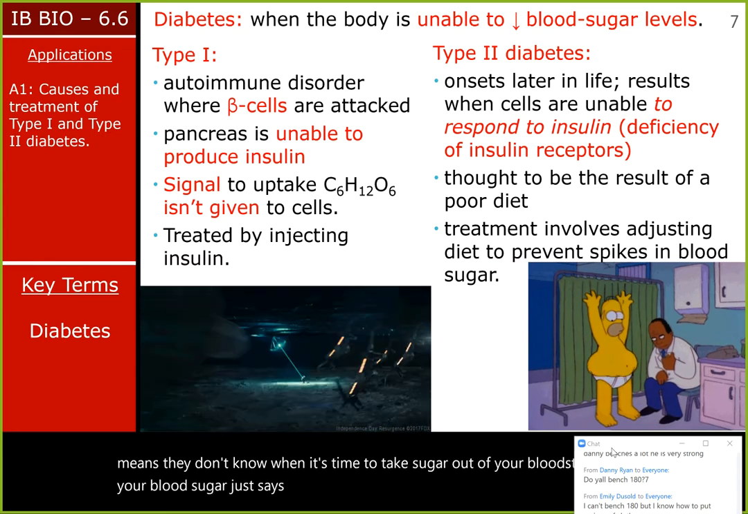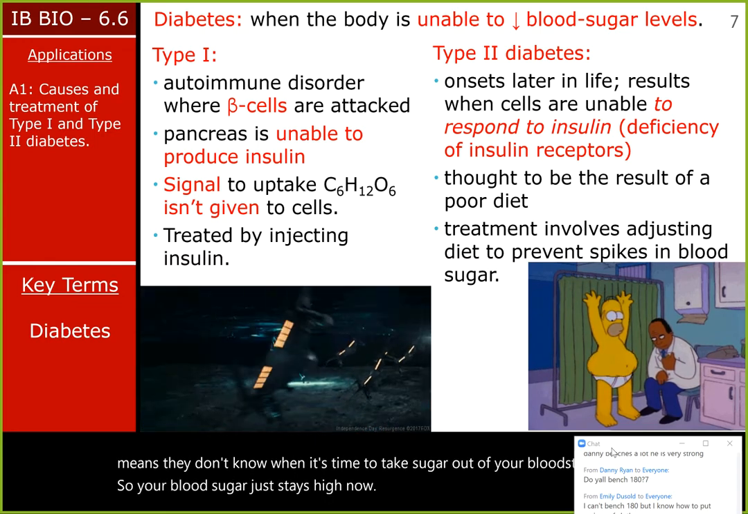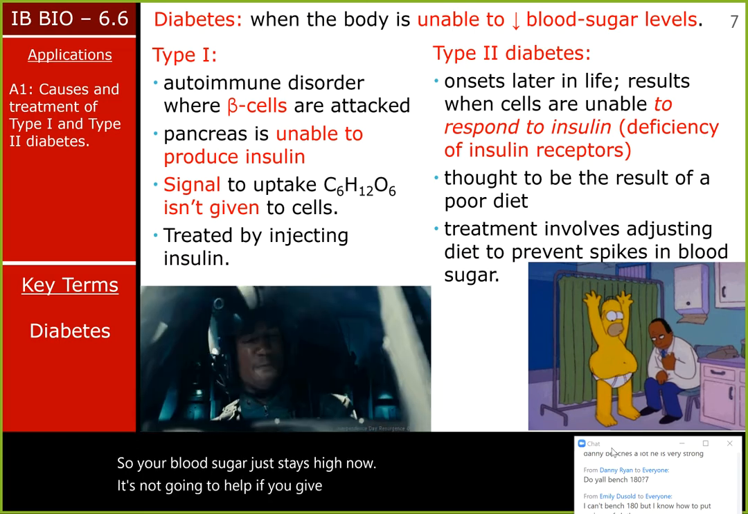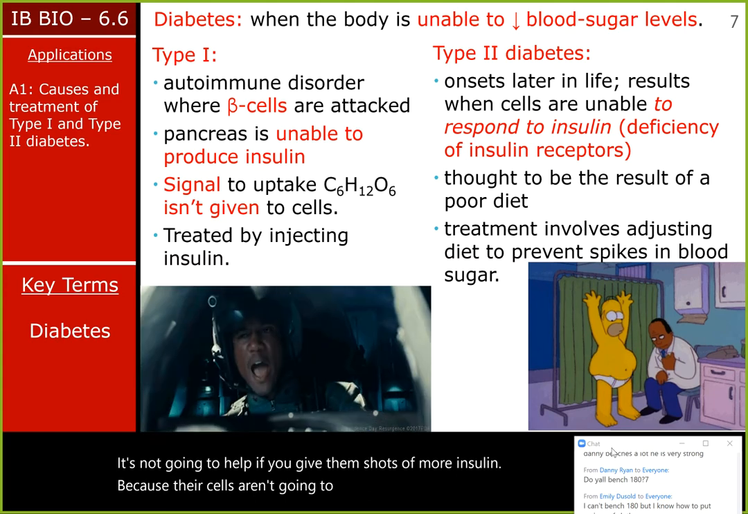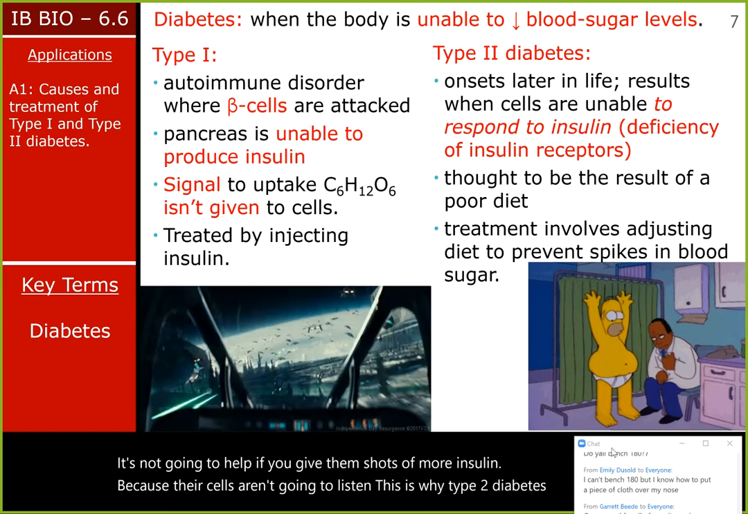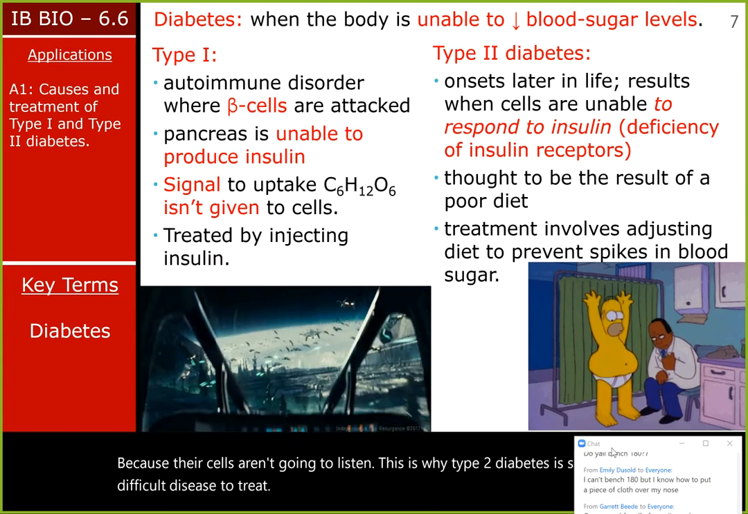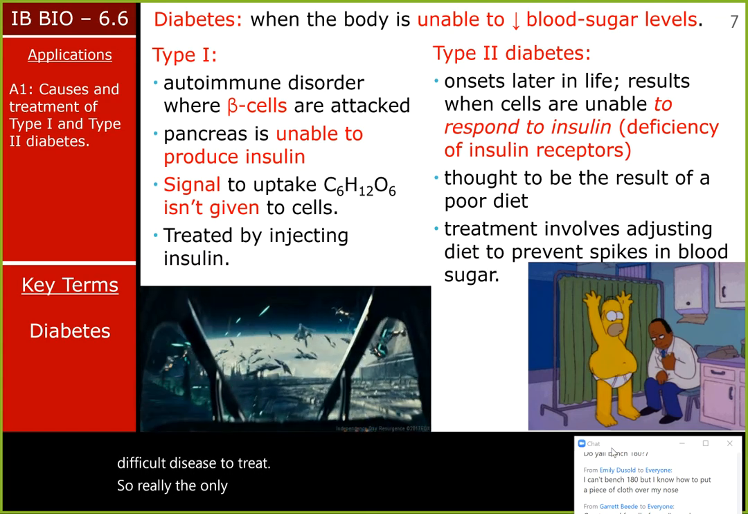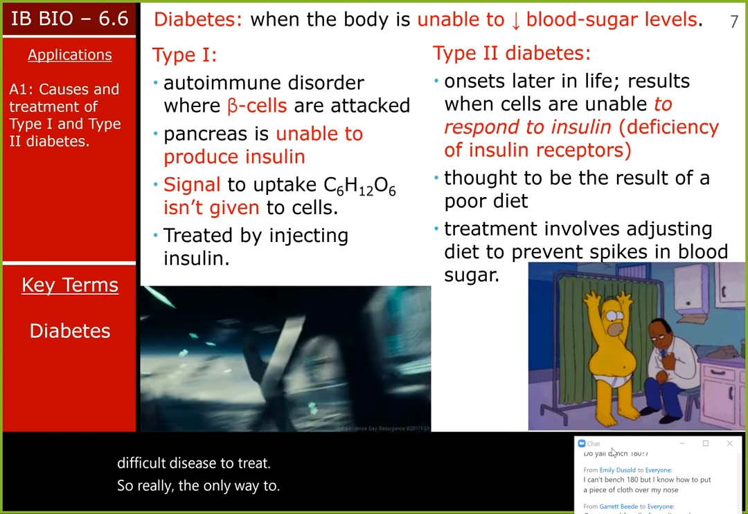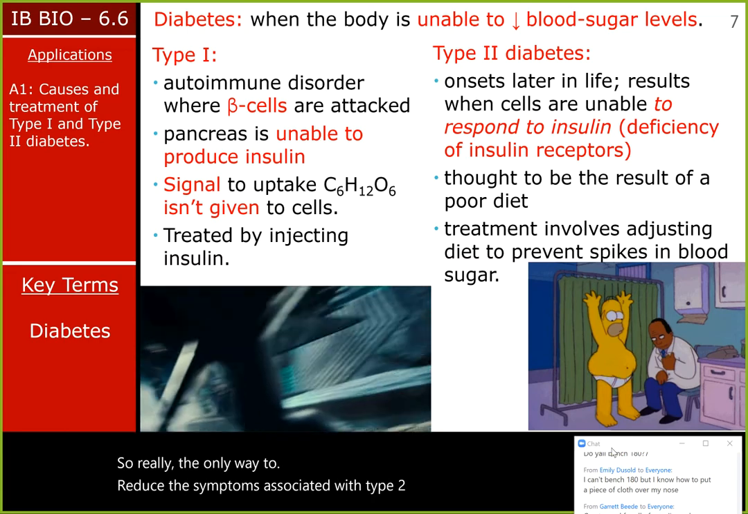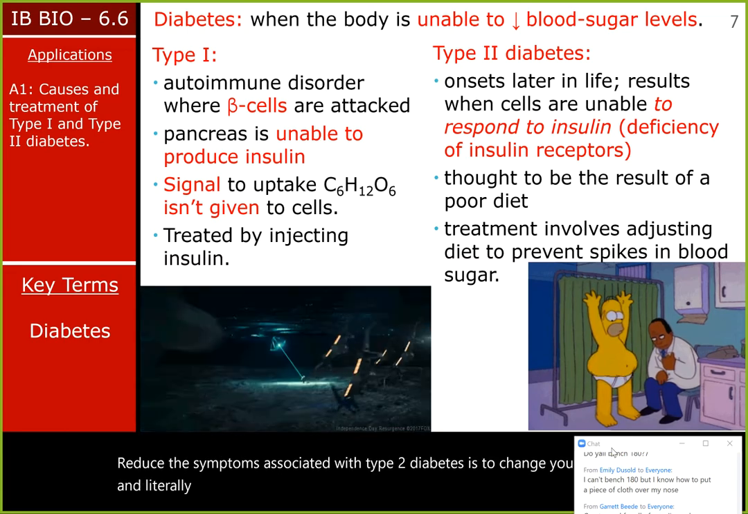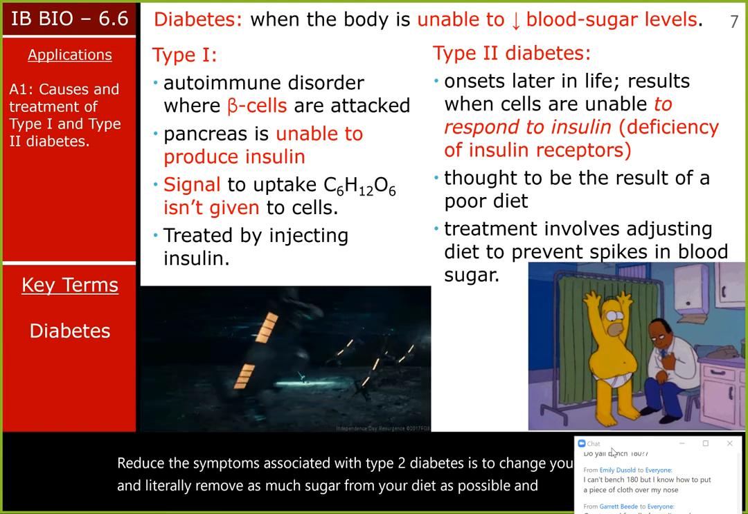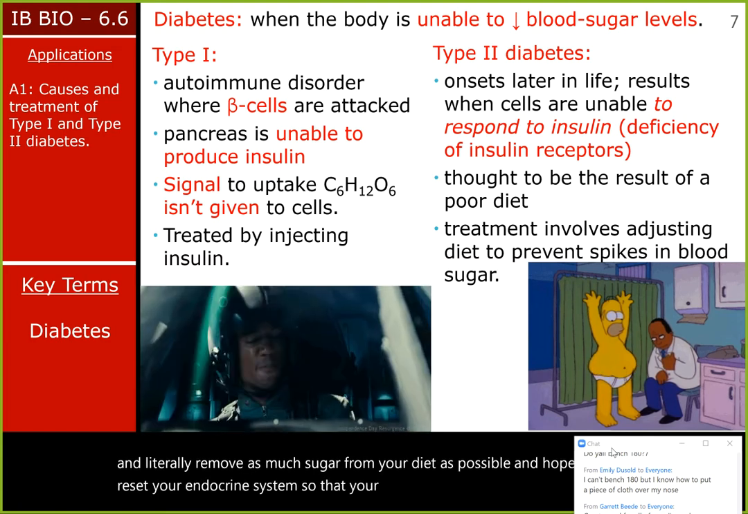Now, it's not going to help if you give them shots of more insulin, because their cells aren't going to listen. This is why type 2 diabetes is such a difficult disease to treat. So really the only way to reduce the symptoms associated with type 2 diabetes is to change your diet and literally remove as much sugar from your diet as possible and hopefully reset your endocrine system so that your cells begin to lose that resistance.